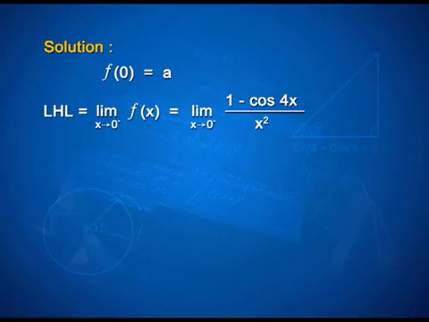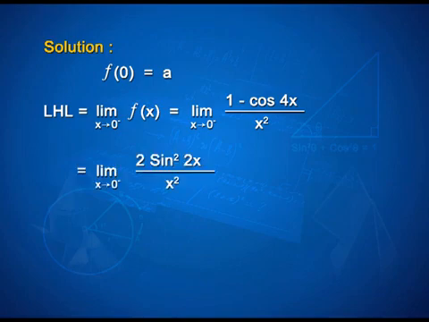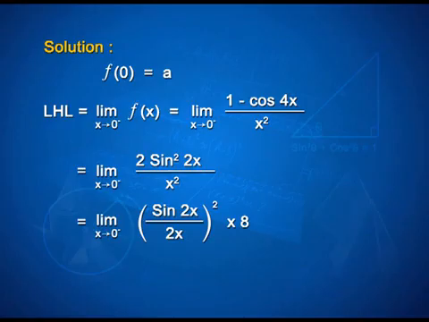We use the basic trigonometric identity 1 minus cos 4x to be same as 2 sin squared 2x, and that is rewritten, redefined so that you can use the limit sine theta by theta as theta tends to 0 to be 1, and it becomes same as just 8. What about the right hand limit?